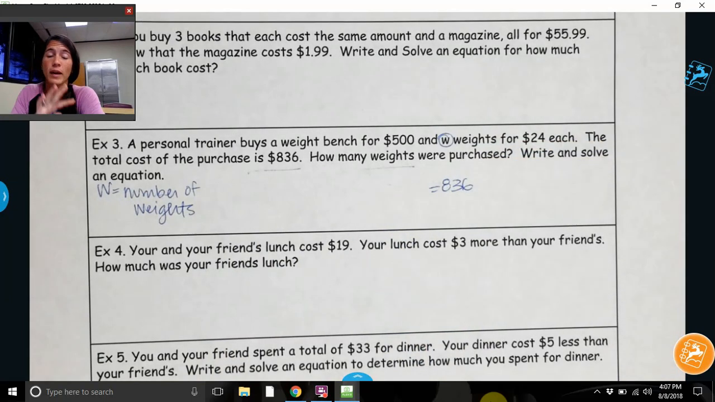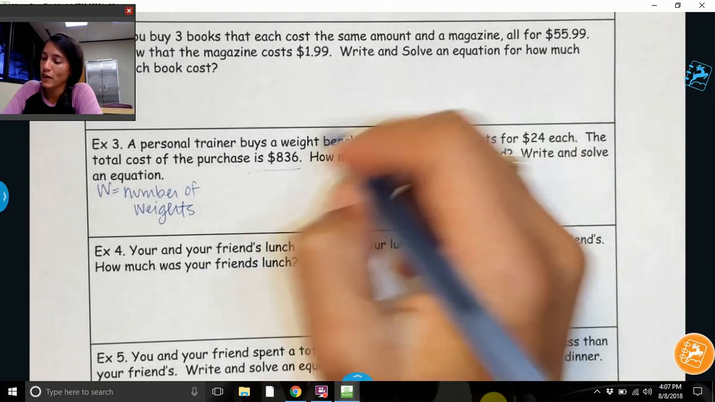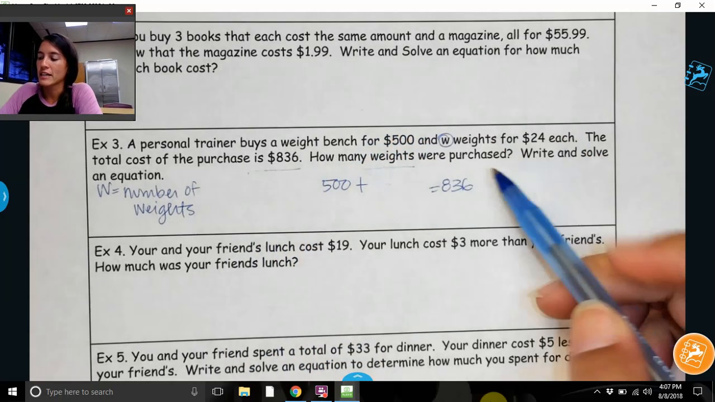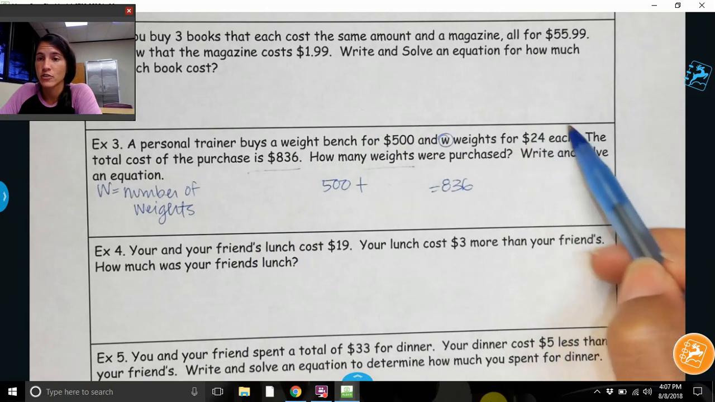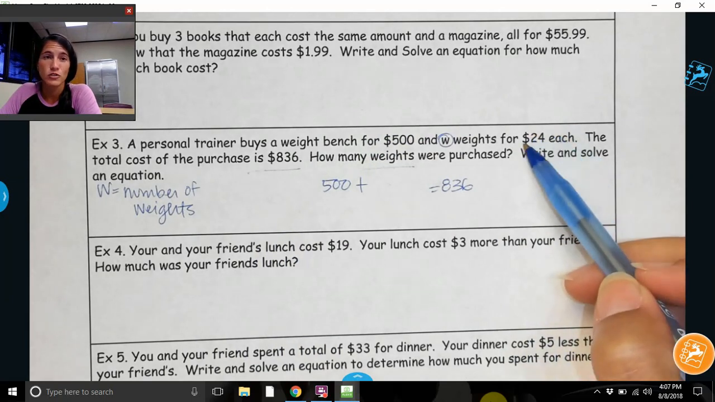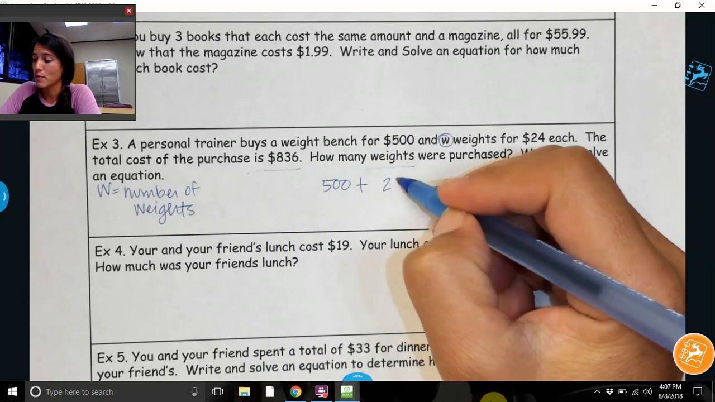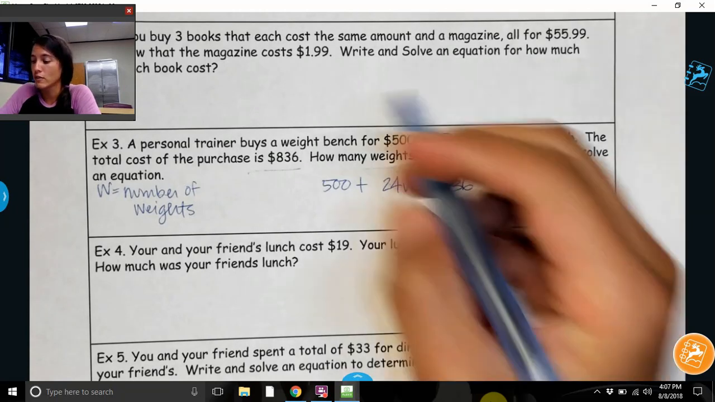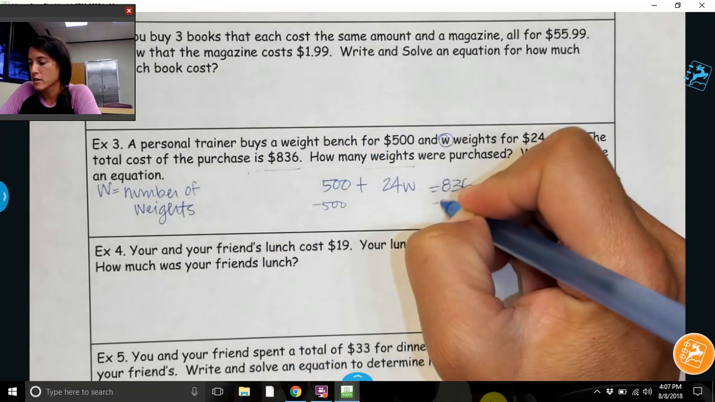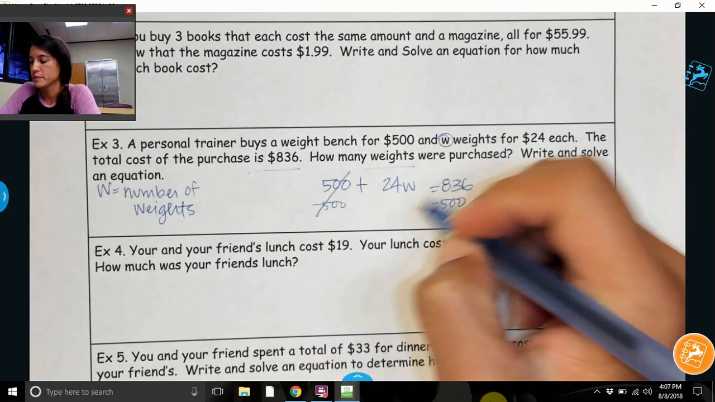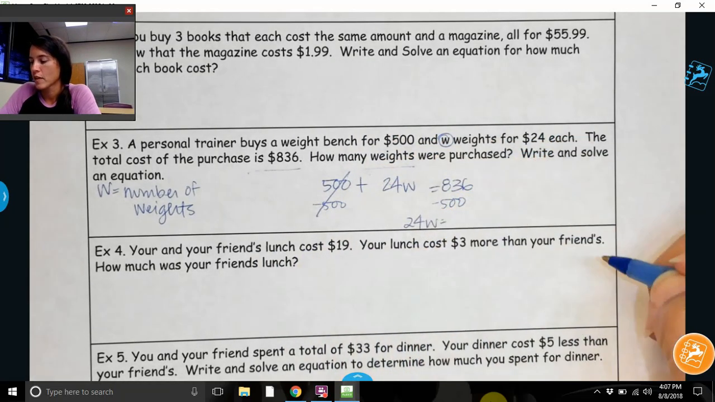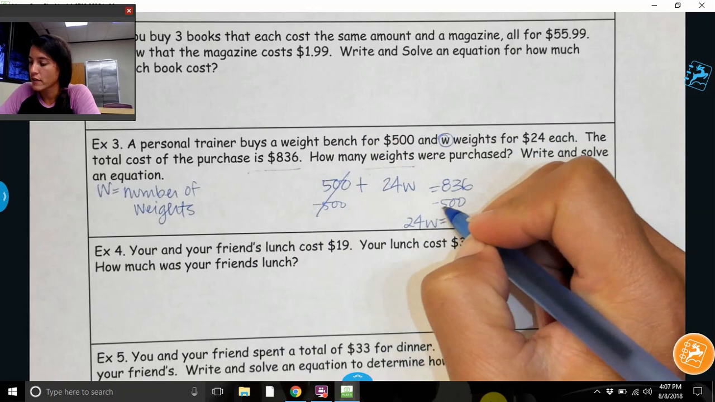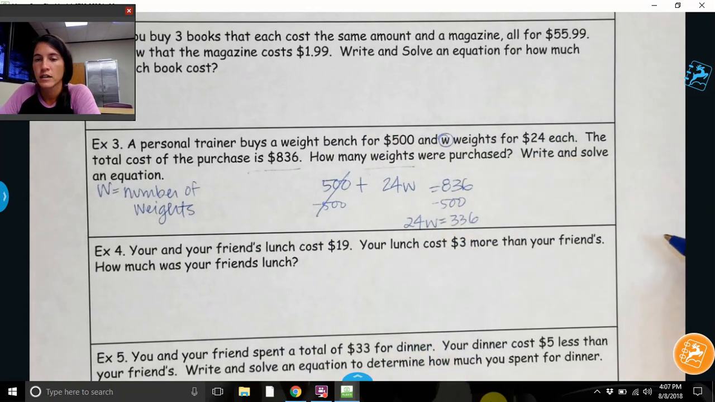Now, he bought 2 things. He bought a weight bench, and then he bought weights. So maybe more than 2 things, but two things we're talking about. He bought a weight bench for $500, and he bought weights for $24 each. And so that's going to be $24 times the number of weights he bought, so 24W. There's my 2-step equation, so now I can solve by subtracting my constant from each side, $500. 836 minus 500 is 336.